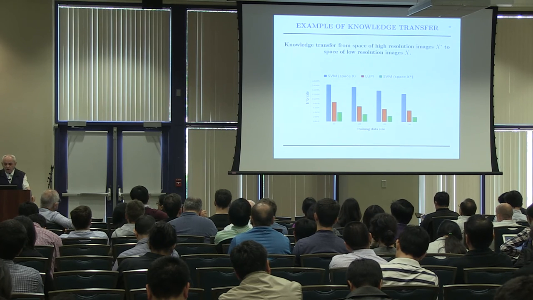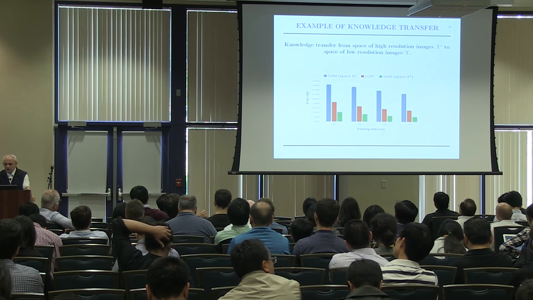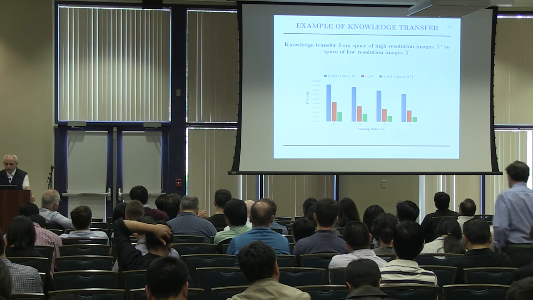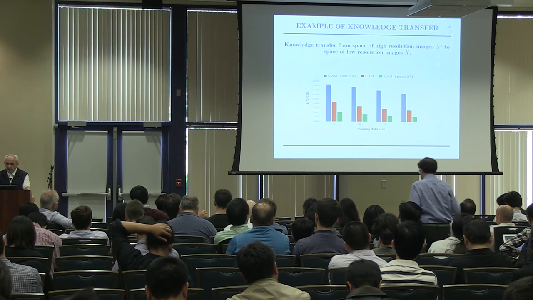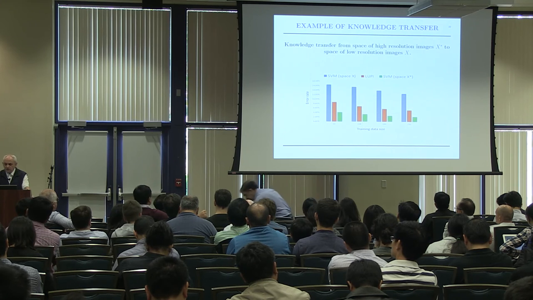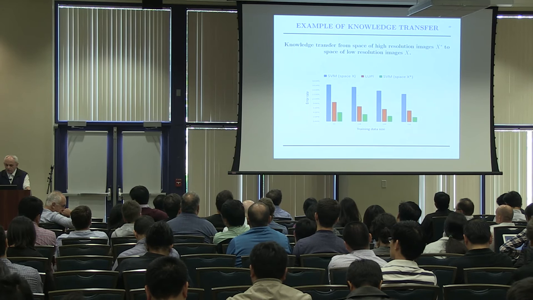So blue is SVM, with the drone flying fast. Green is what happens if you use information about slow flying drones. And red is knowledge transfer. You can improve three times. You can reduce the error rate three times.